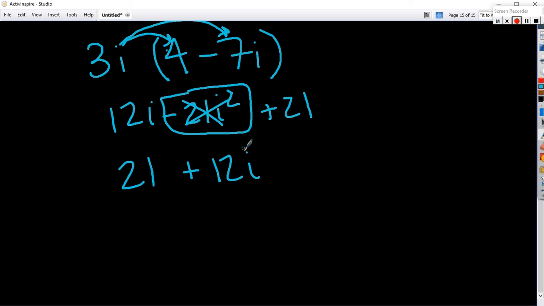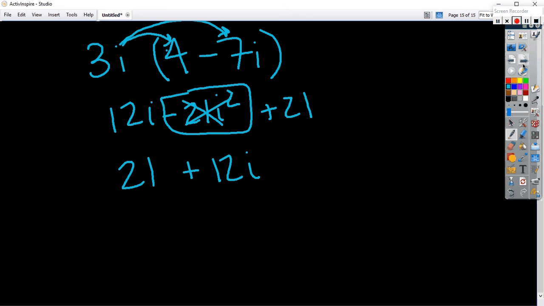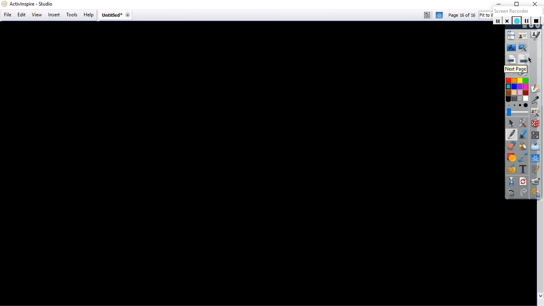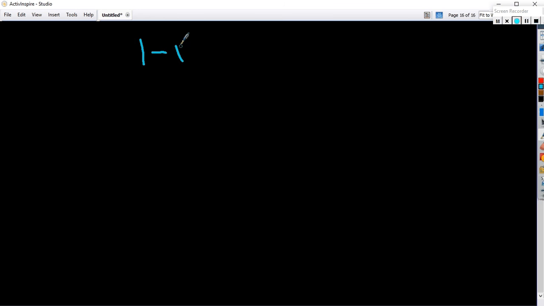Okay, let me ask you this. Write this one down, because this is number 24 in your homework. For real, we're going to work it together. 1 minus i to the third. So what number is this on our homework? 24.